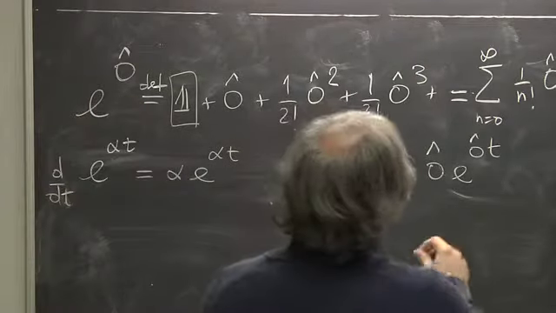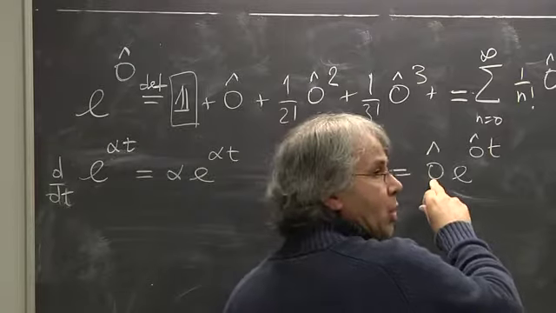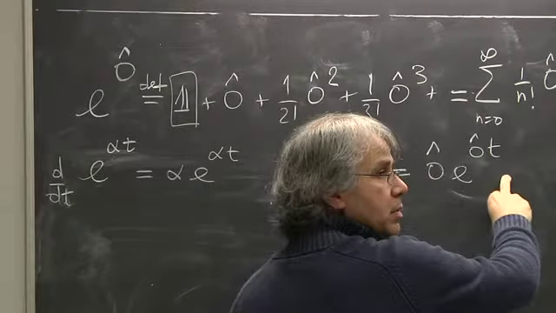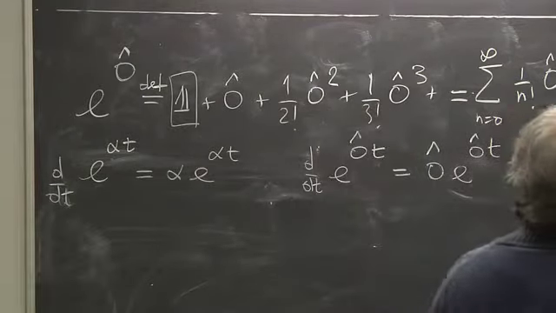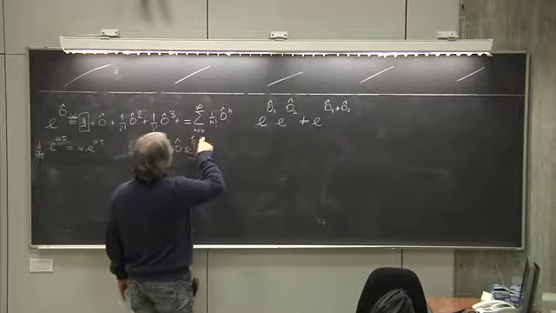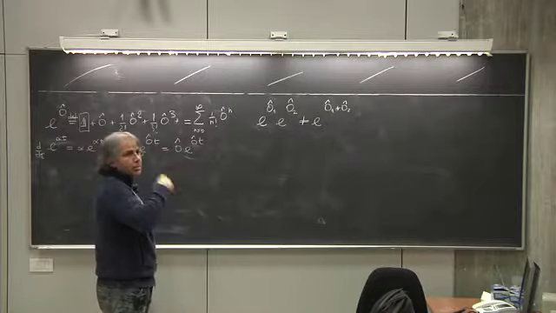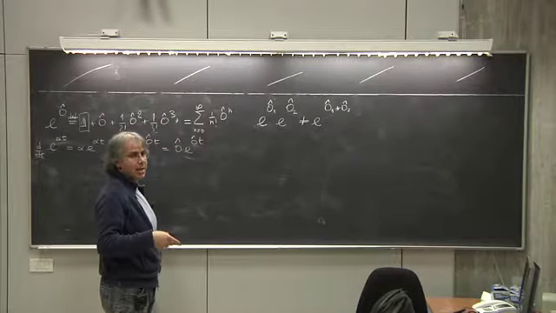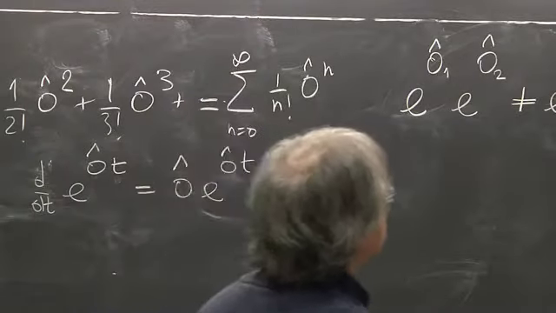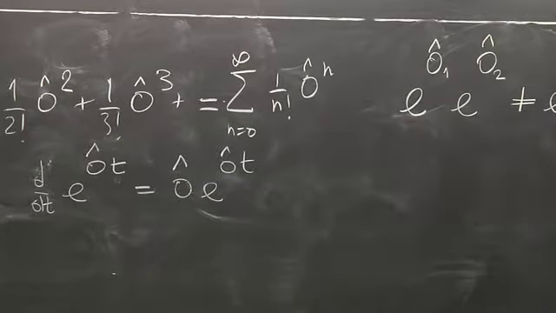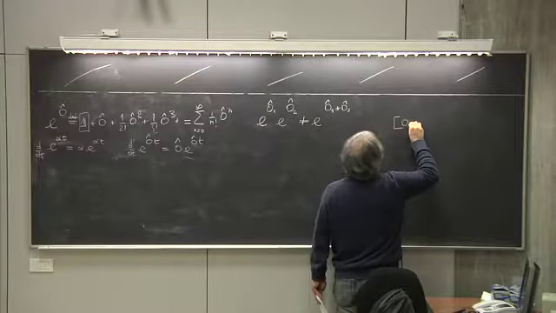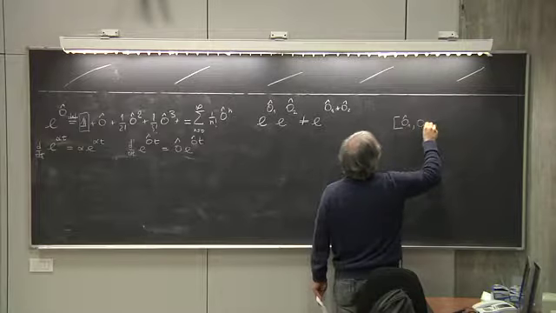By the way, it doesn't matter if I put the O in front or after, okay? Why? Because after all, this exponential of the operator O contains only O and powers of O. And let me introduce immediately one other useful concept: the commutator of two operators.